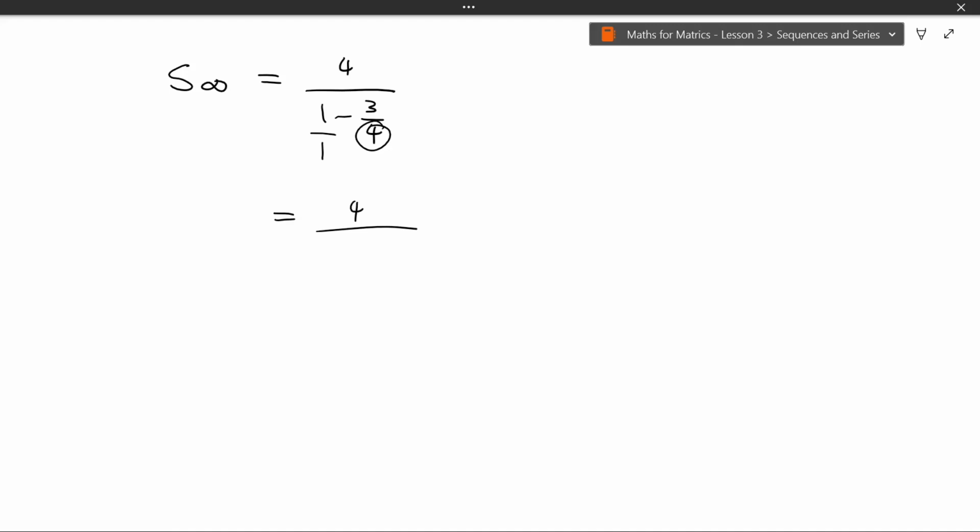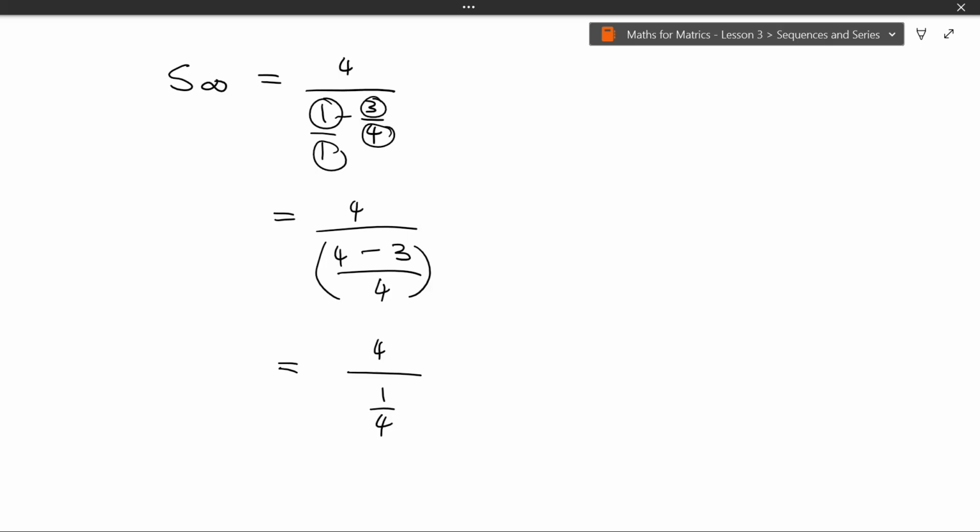This 4, multiplied by this 1, is equal to 4. This 1, multiplied by this 3, is equal to 3. And this 4, multiplied by this 1, is equal to 4. So we have 4 minus 3, divided by 4 at the bottom. 4 minus 3 is 1, so we are left with 4, divided by 1 over 4.